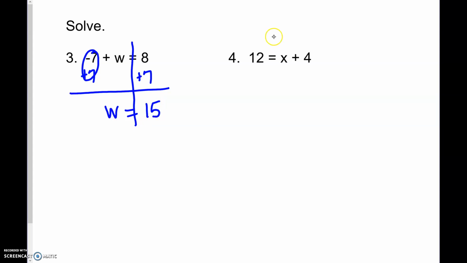All right, put the line down the middle. Remember, whatever you do on one side, you must do on the other side. So because this says x plus 4, we always focus on the side that has the letter. The number we need to move here is a 4, and because that says plus 4, we are going to subtract 4. So 12 minus 4 is 8 equals x, and these guys are going to cancel out.